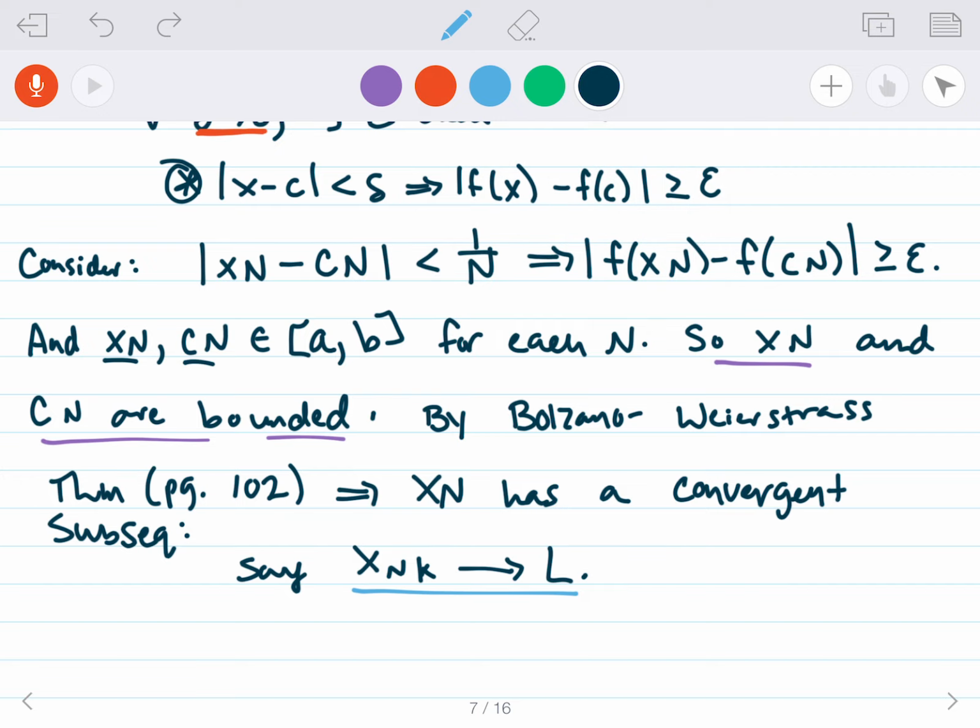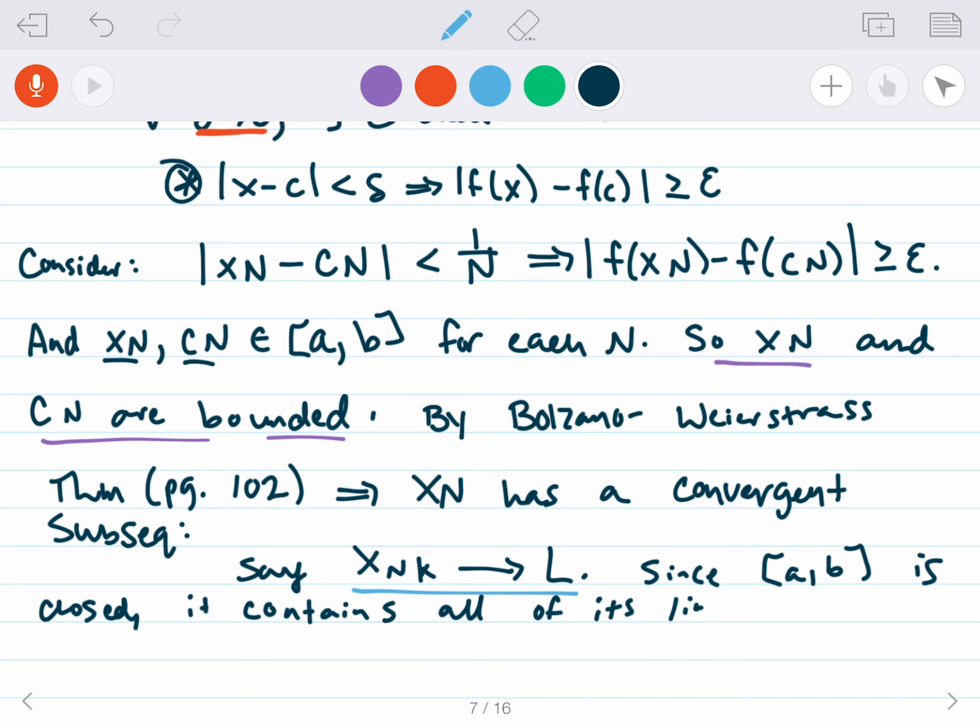Okay, so let's write that out. So since a, b is closed, it contains all of its limit points. That was a tongue twister, unexpected tongue twister. All of its limit points. And that's on page 154 in your text. Okay, and so we conclude from this that L, that limit, has to be in a, b.